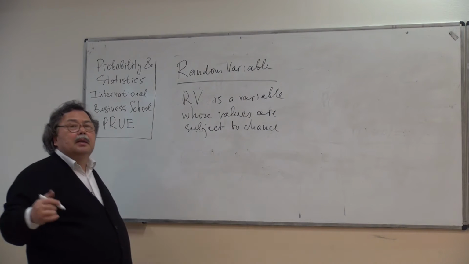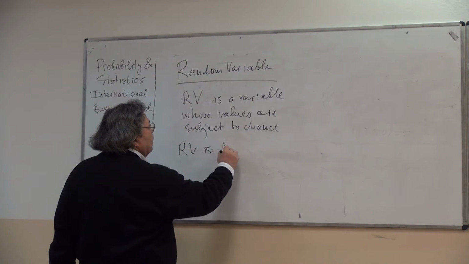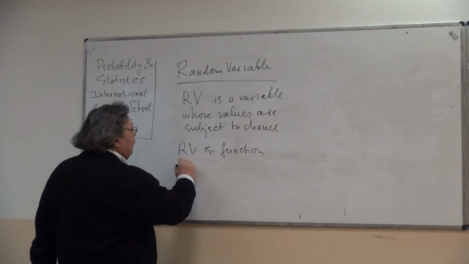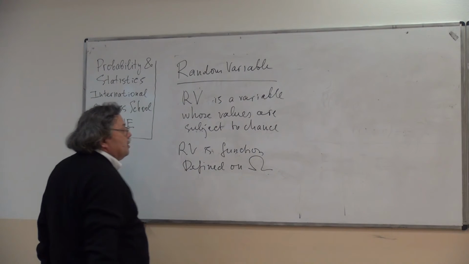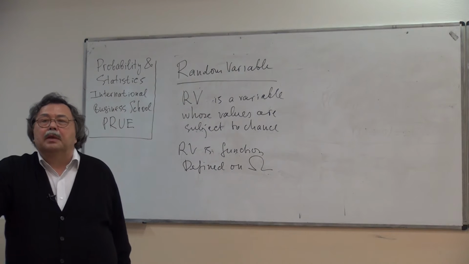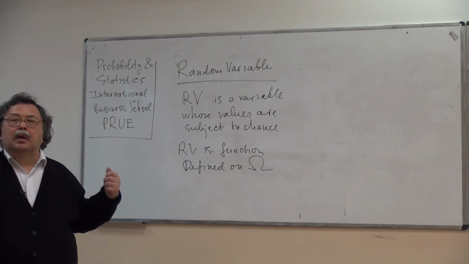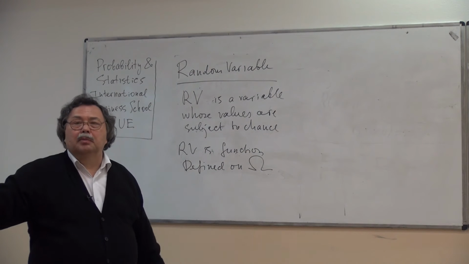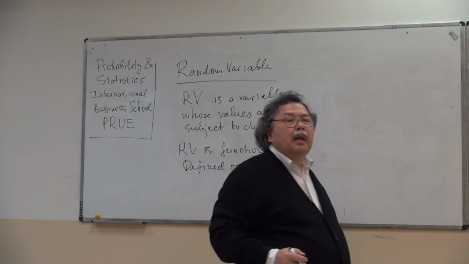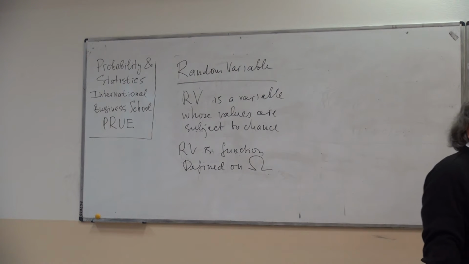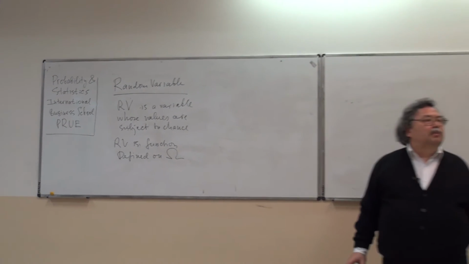A more mathematical, a more technical definition is this: a random variable is a function defined on omega, which is the sample space of a given experiment. So, if we define a numerical value for each outcome in the given sample space, what we get as a result is a random variable. And mind you that random variables are the main object of interest and the main object of study in probability theory.